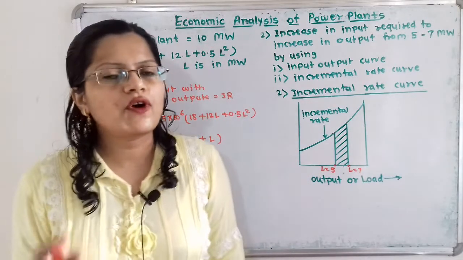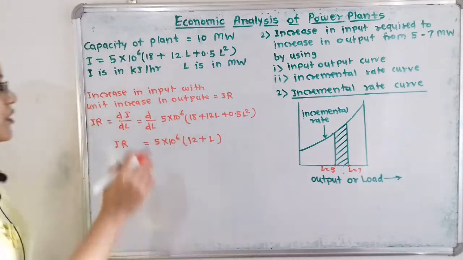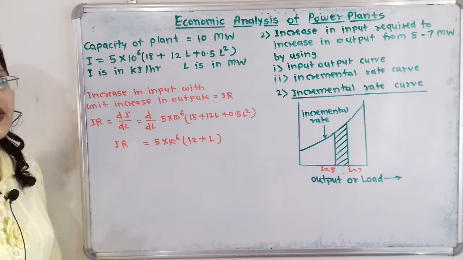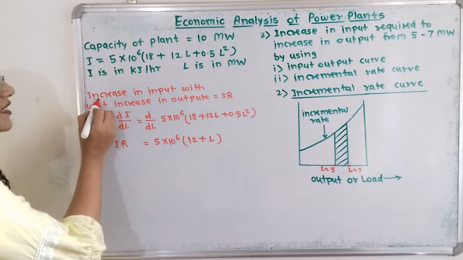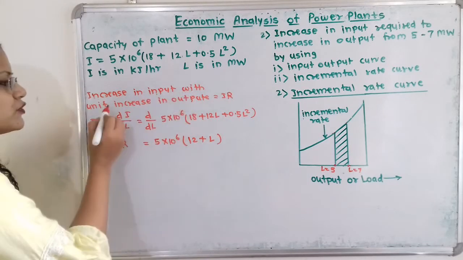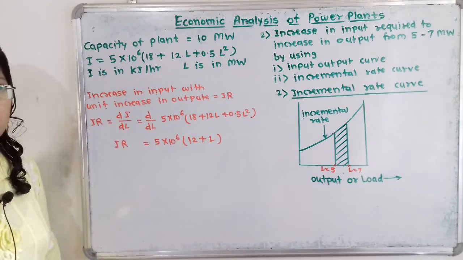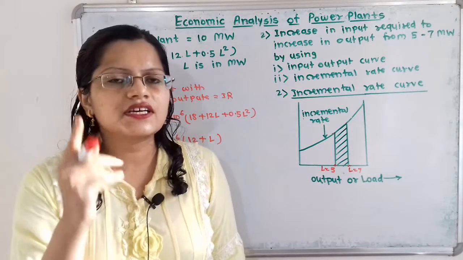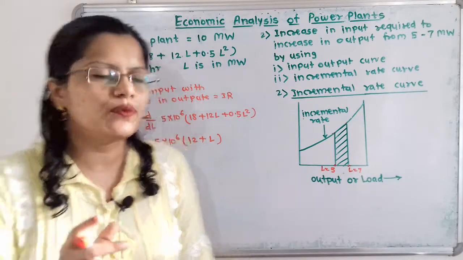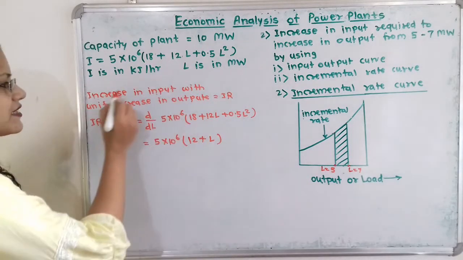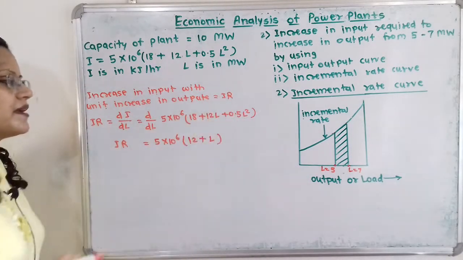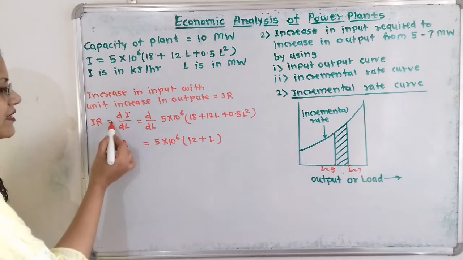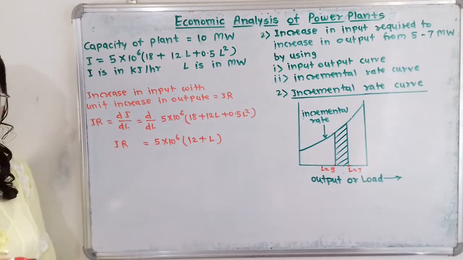Now we will move to the calculation part. So what is this incremental rate? First we will understand the definition. That is the increase in input with unit increase in output. Unit means 1. So whenever there is a unit increase in output, the value of the increase in input is shown by the incremental rate. And what is the formula? Incremental rate IR is equal to DI by DL.